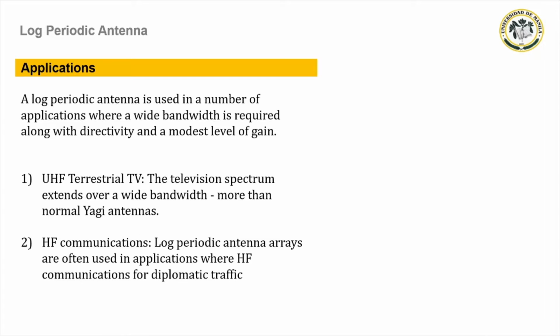For the applications, a log periodic antenna is used in a number of applications where a wide bandwidth is required, along with directivity and a modest level of gain. First is UHF terrestrial TV. The television spectrum extends over a wide bandwidth, more than normal Yagi antennas can cover. Second, HF communications. Log periodic antenna arrays are often used in HF communications for diplomatic traffic.